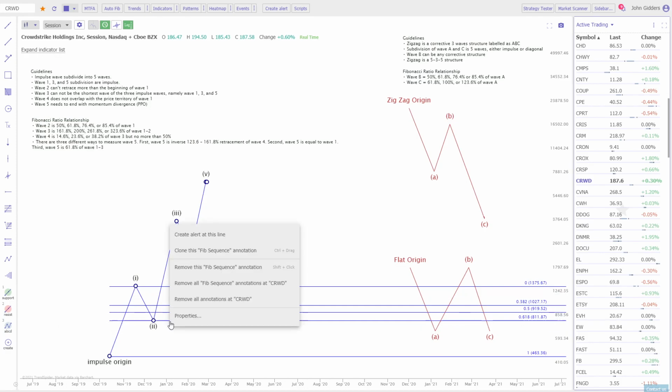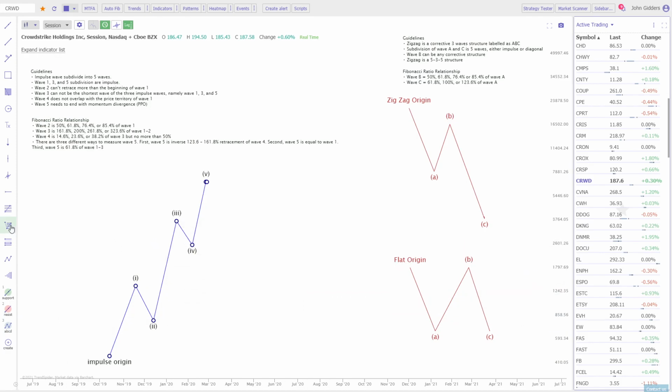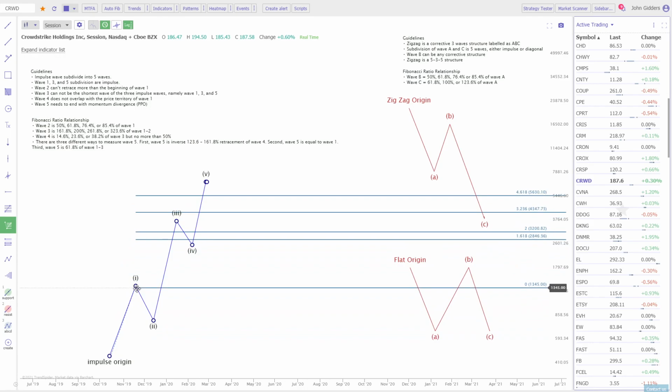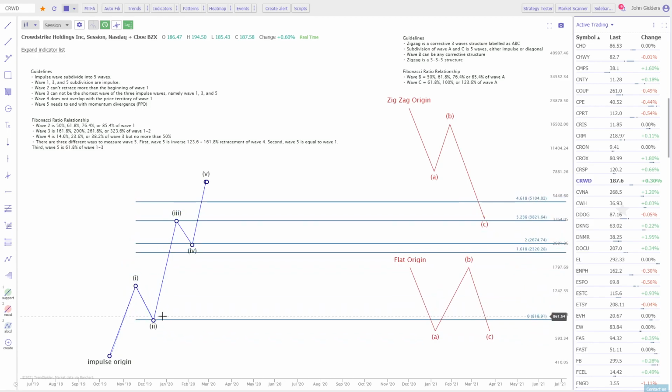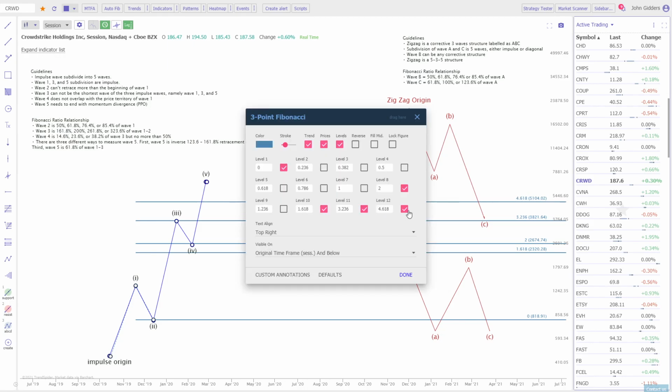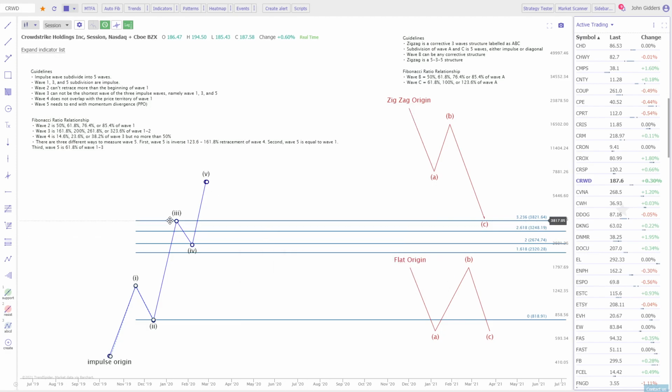Once you have your wave 2 low, we then use the extension tool, and in TrendSpider it's over here. You go to the origin, the peak of wave 1, the trough of wave 2, and then you look for 1618, 2, 2618, or 3236. So 1618, 2, 2618, so let's fix this, and then 3236. So you get this little grid here where we would anticipate wave 3 to end.